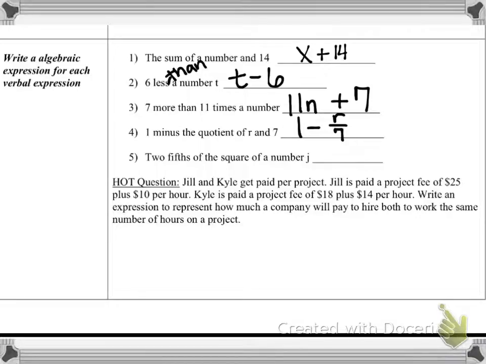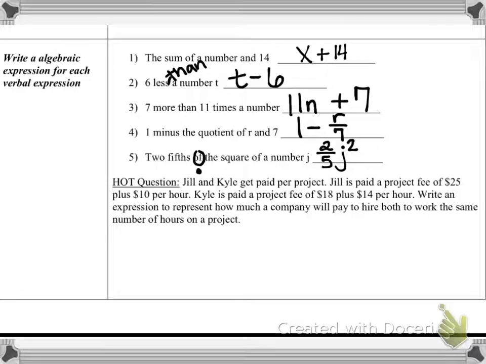2/5 of the square of a number j. Remember, of tells us multiplication. We're going to use the dot in this course, not the x symbol, since we have so many variables going on. So 2/5, going to rewrite that. That looks quite messy. All right, so 2/5 times j squared.